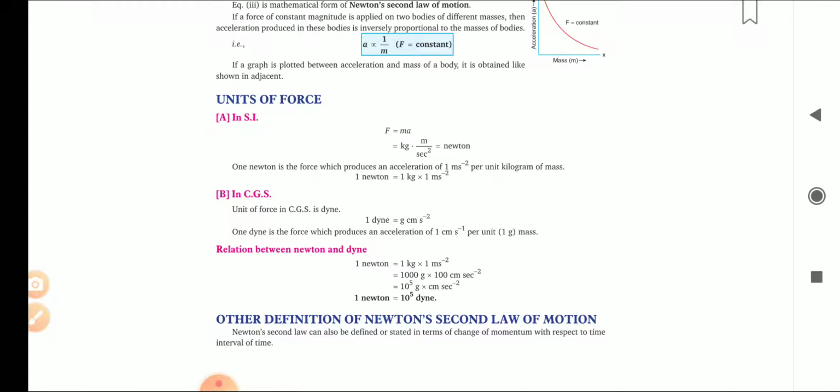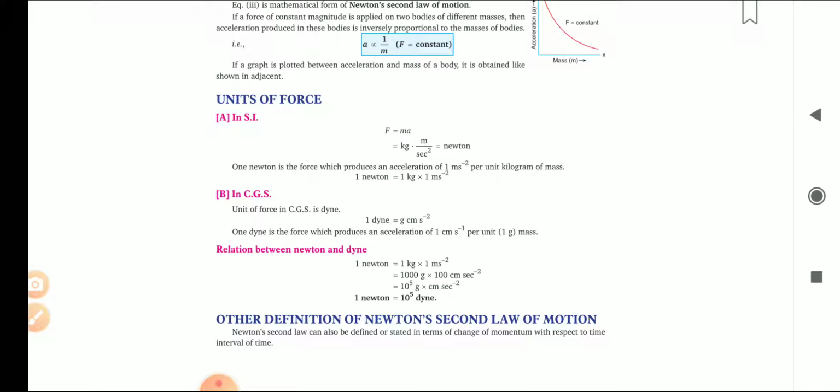So 1 kilogram means 1000 gram, and second will remain second only. Meter means you will convert it to centimeter, 100. So we got 10 raised to the power 5 gram centimeter per second square. So 1 Newton equals 10 raised to the power 5 gram centimeter per second square. This gram centimeter per second square itself is known as dyne.